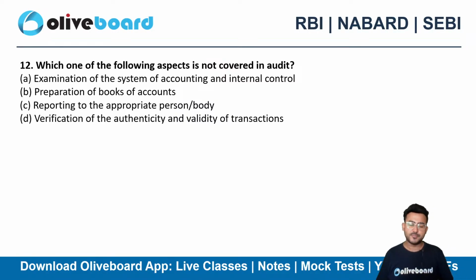Next question, which of the following aspect is not covered in audit? The first one is examination of the system of accounting and internal control, that we do in audit. Preparation of the books of accounts, that we don't do in audit, that is purely accounting. Option C, reporting to the appropriate person or body, definitely we do it. Option D, verification of the authenticity and validity of the transaction.